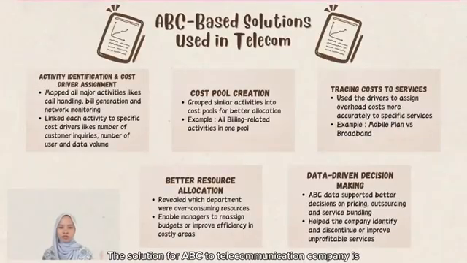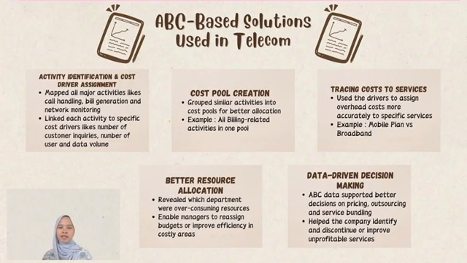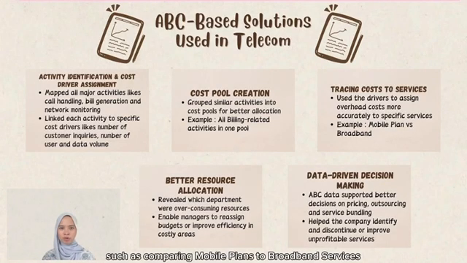The solution of ABC for a telecommunication company: first, it involves identifying key activities such as call handling and network monitoring, and assigning relevant cost drivers like call volume or network usage. These activities are then grouped into cost pools, for example, all billing-related activities, to facilitate better cost allocation. The next step is tracing their cost to specific services using the identified drivers, helping to distinguish between high-cost and low-cost offerings, such as comparing mobile plans to broadband services.